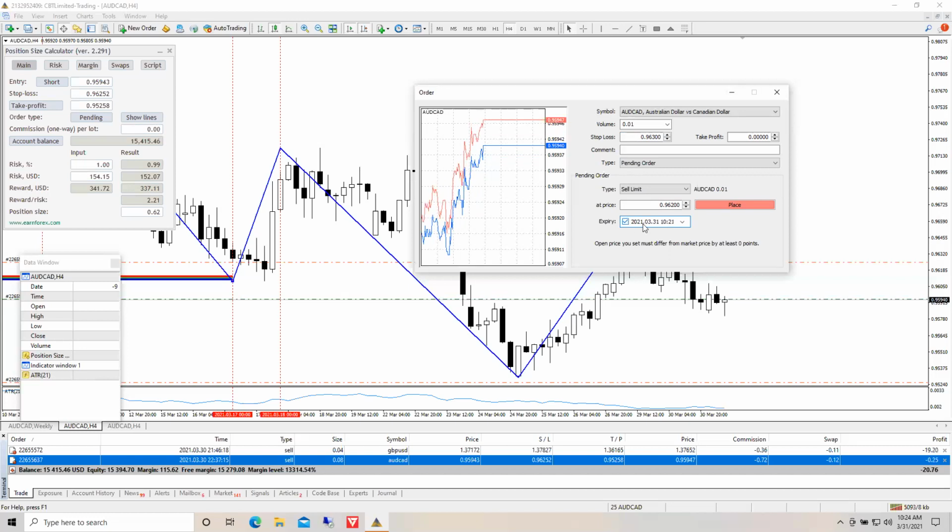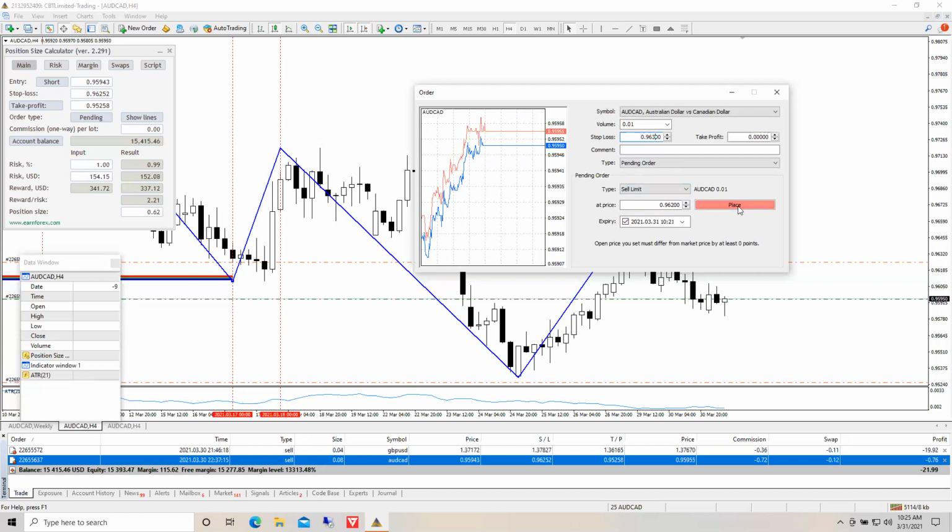All right, so that would be how you do it. And you just click on place. Once again, if, for instance, this number was less than that number, because remember, this is a sell limit, it would be in the wrong place, and I would get that invalid SL and TP message again.